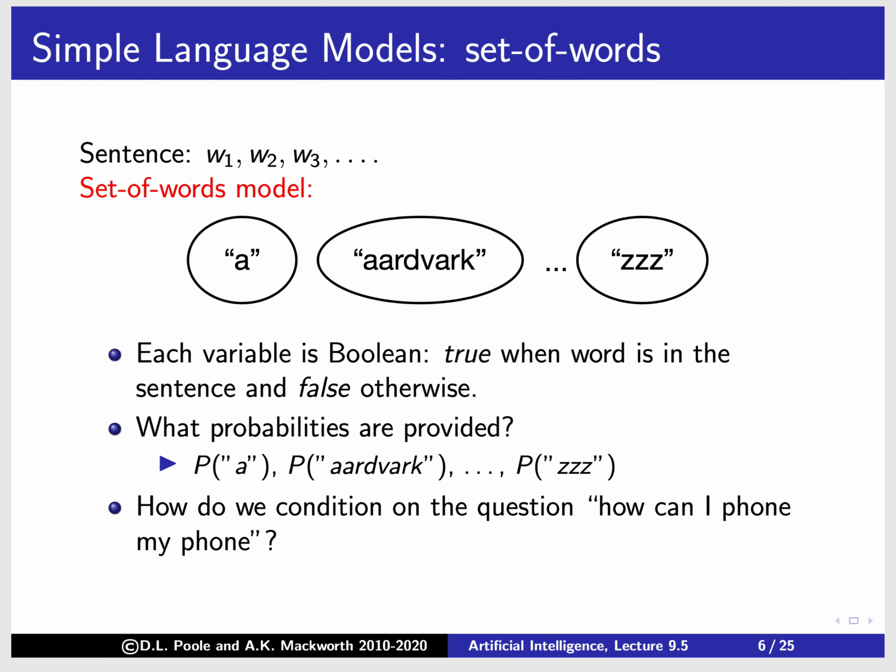If we want to condition on the question, how do I phone my phone? Well, I'm going to make how true, can true, I true, phone true, and my true. Since we've made those true, all the other words have to be false. I didn't use the word system, and I didn't use the word feed, and I didn't use the word aardvark or a. So that's the set of words model.